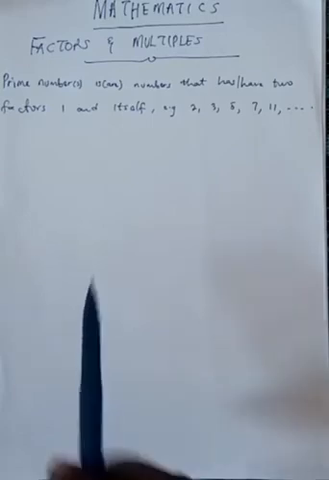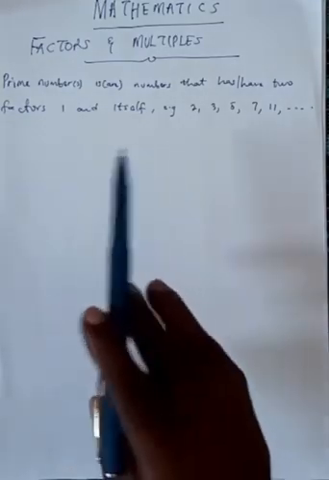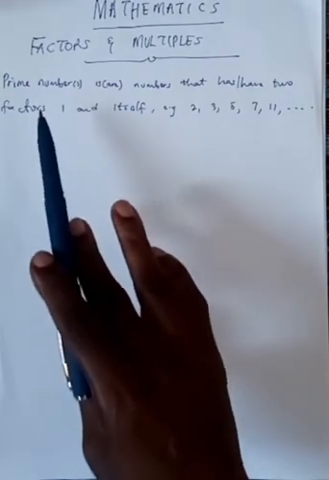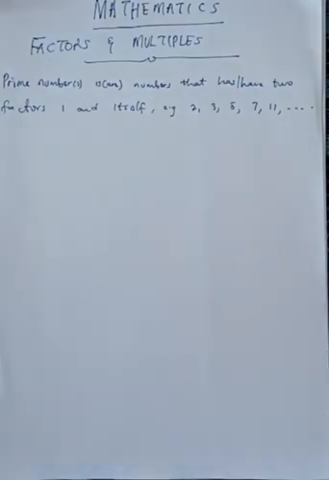Now, what the definition talks about is this: anything called a prime number or prime numbers is a number that has only two factors. And remember what the word factor is going to mean there. It means that only two numbers will be able to divide such a number, and the two numbers that will be able to divide it are that one and that number itself.